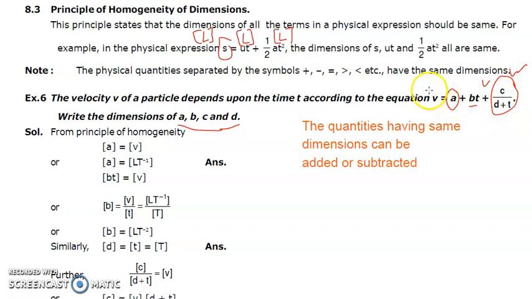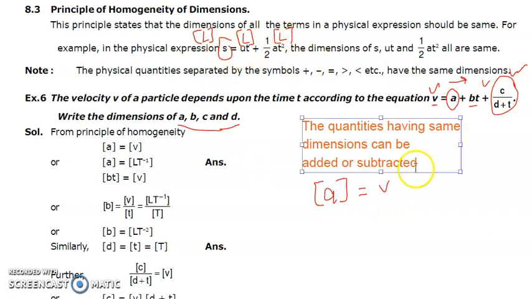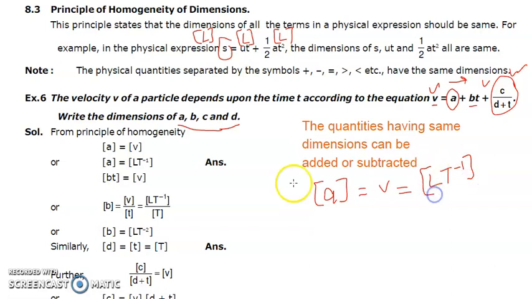In the same way, the dimensions for left hand side would be velocity. So on the right hand side, all the quantities should have the dimensions for velocity. As we can see that v is equal to a, so a should be having the dimensional formula same as that of velocity, as we discussed in the equation s is equal to ut plus half at square. Velocity has the dimensions LT minus 1. So the dimensions of a would be equal to the dimensions of velocity, that is LT minus 1.